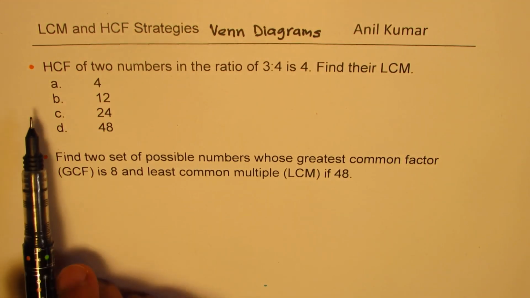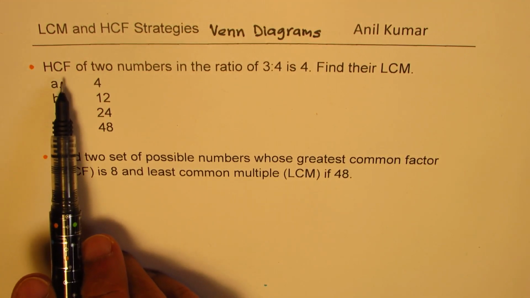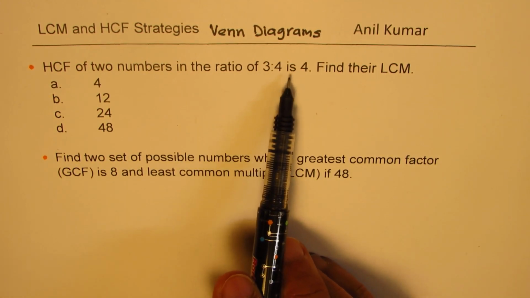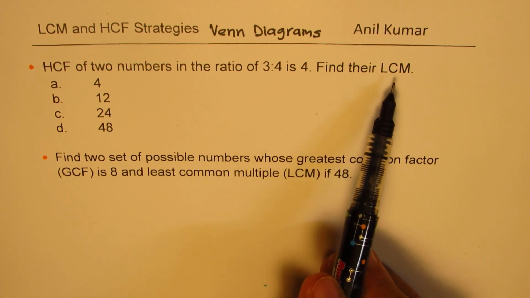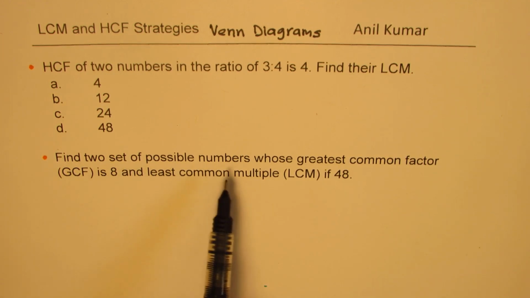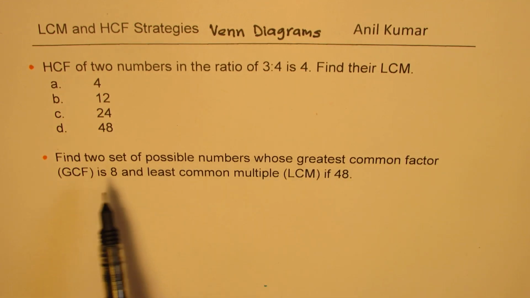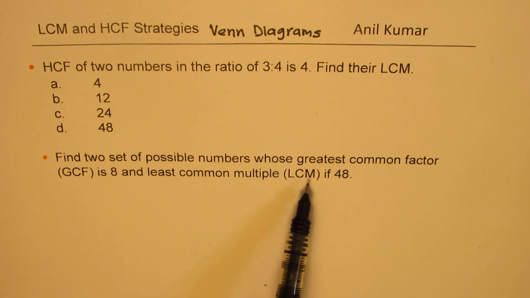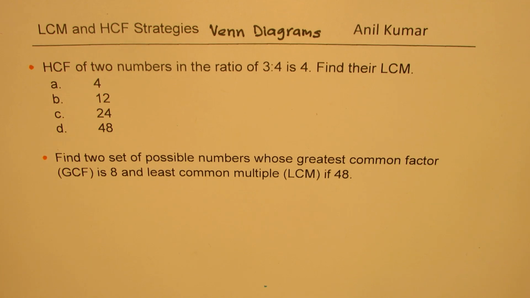The questions here are: HCF, that is highest common factor, of two numbers in the ratio of 3:4 is 4. Find their LCM. 4 choices are given to you, right? Now, a related question here is: find two sets of possible numbers whose greatest common factor GCF is 8 and least common multiple LCM is 48. So these are the two questions for you to solve. I'd like you to pause the video, answer the question, and then look into my suggestions.